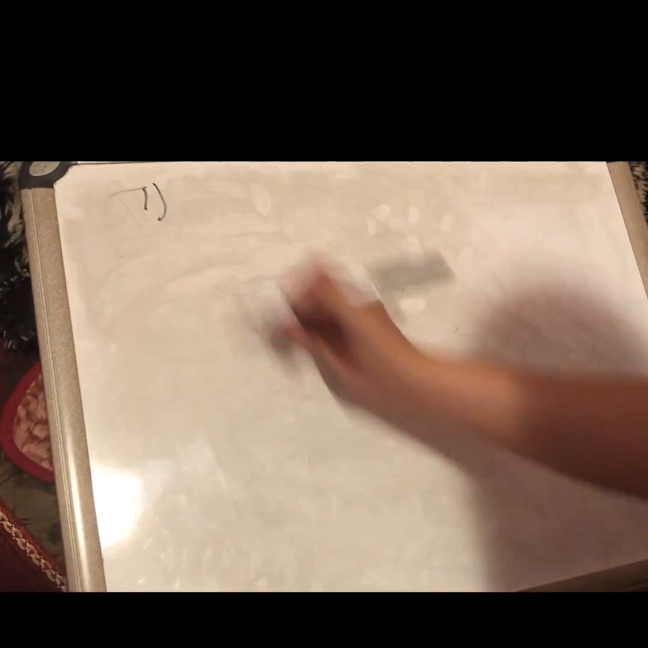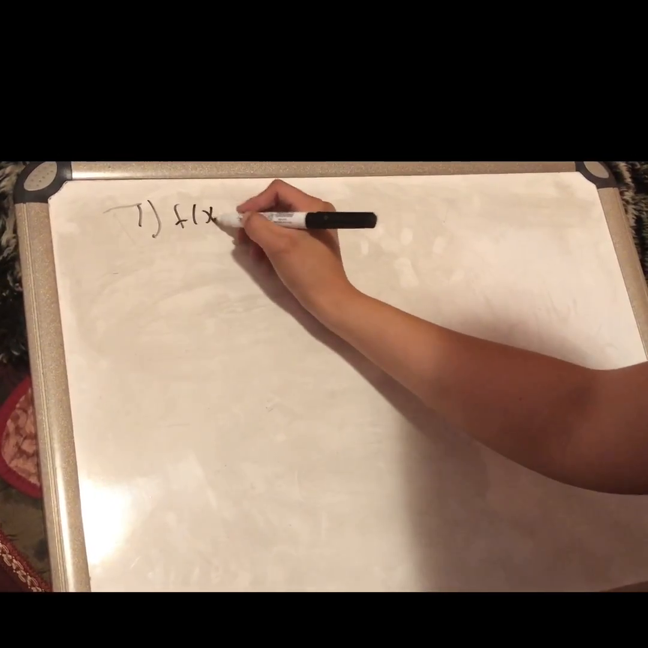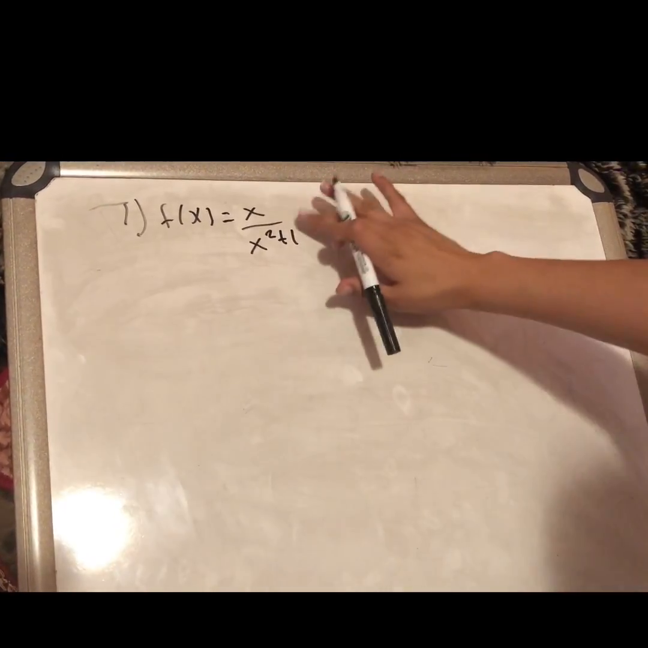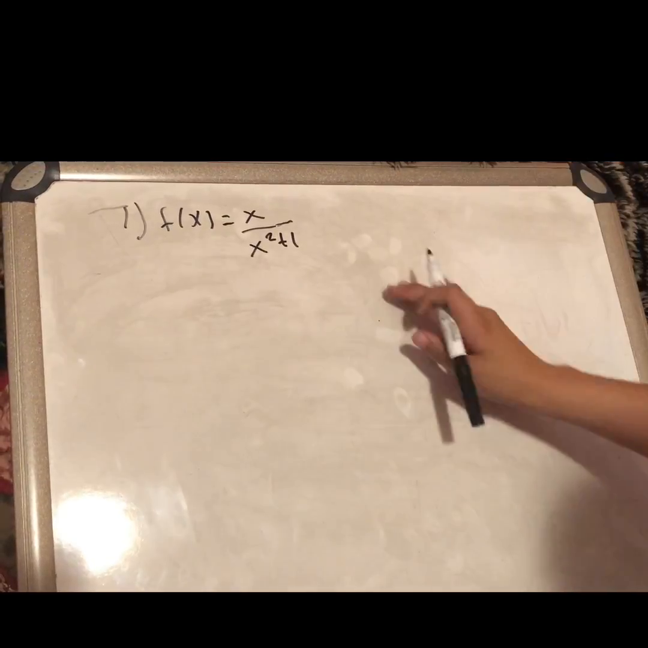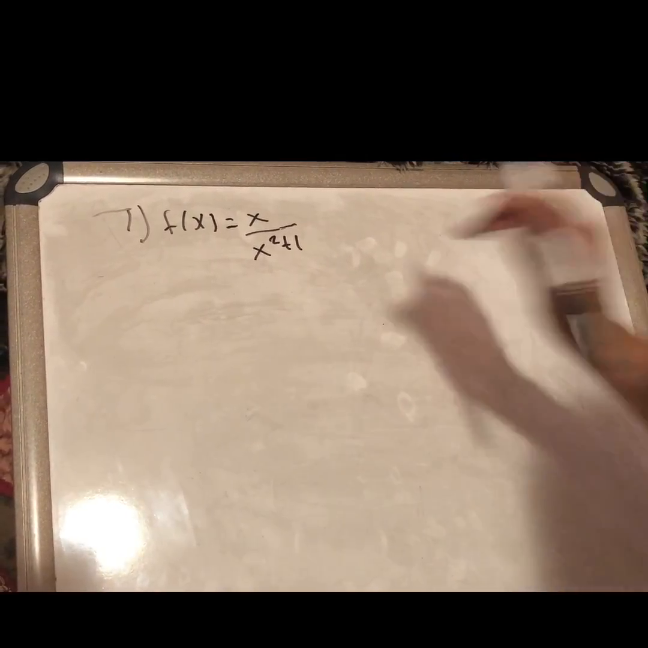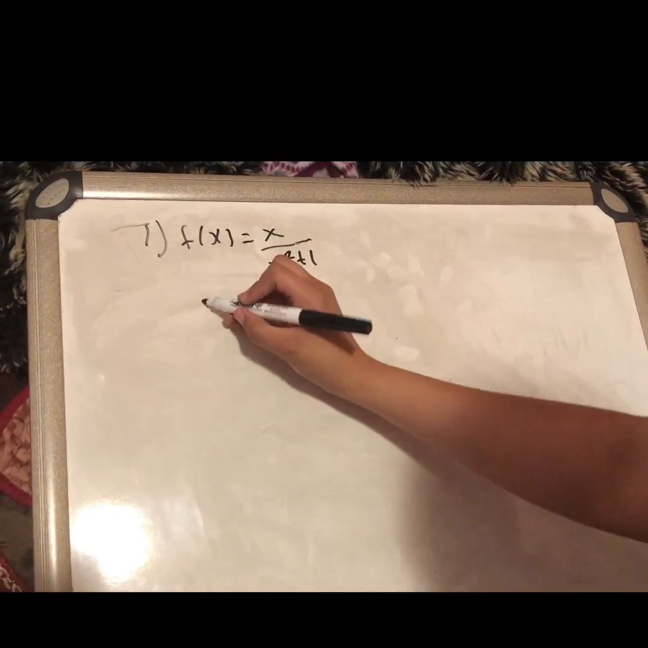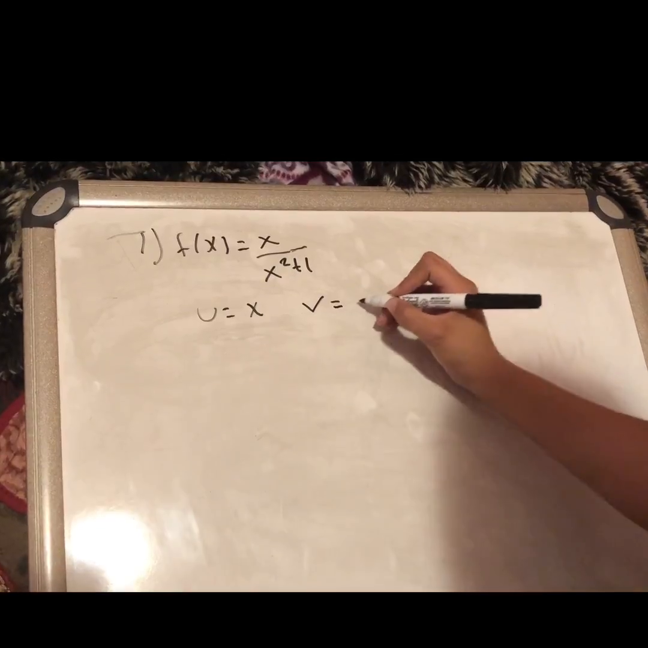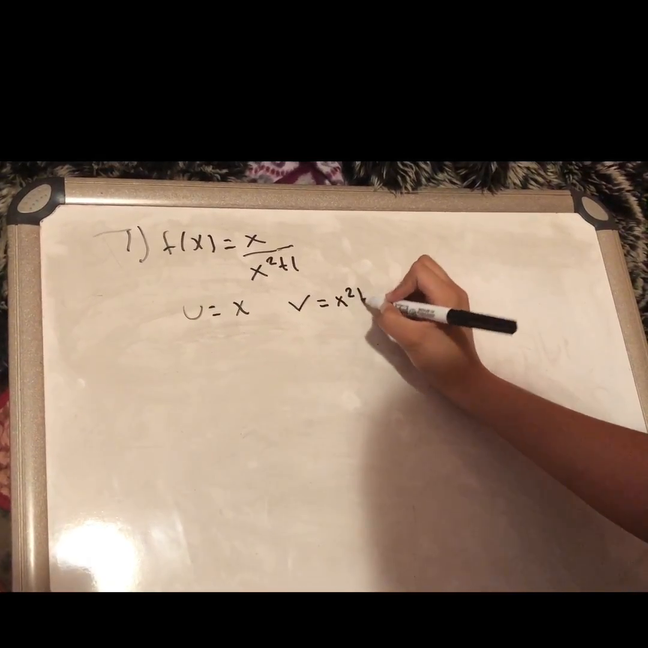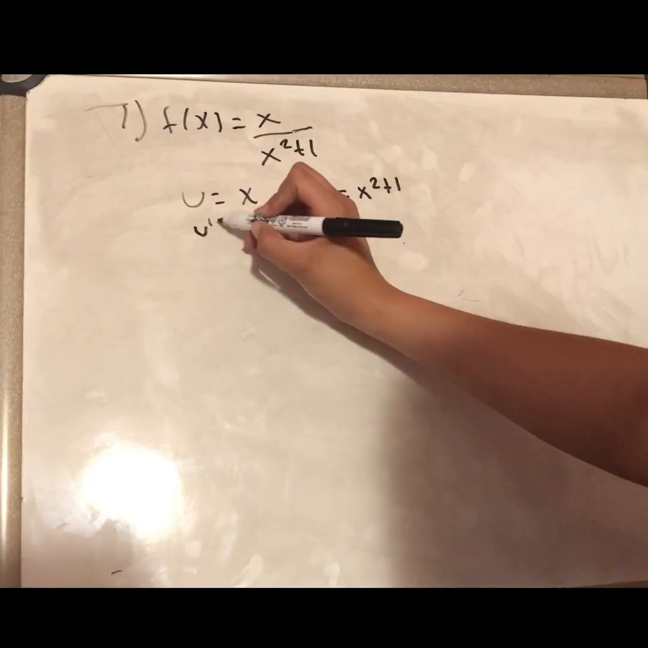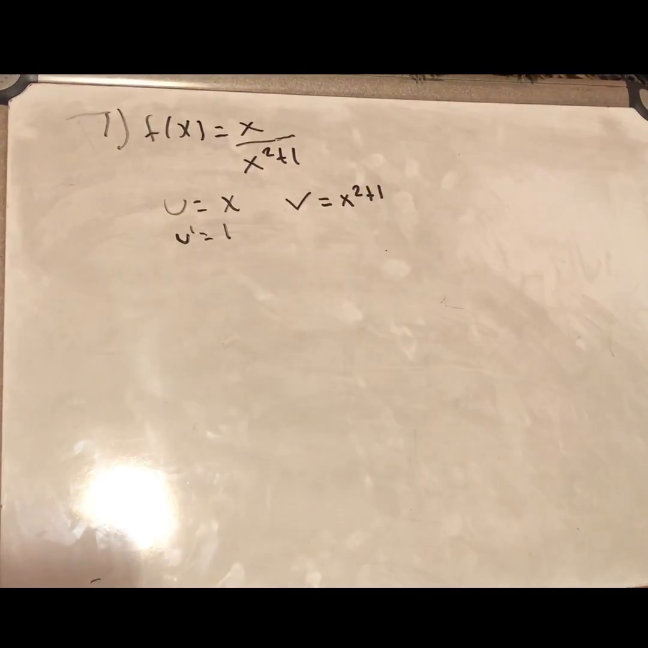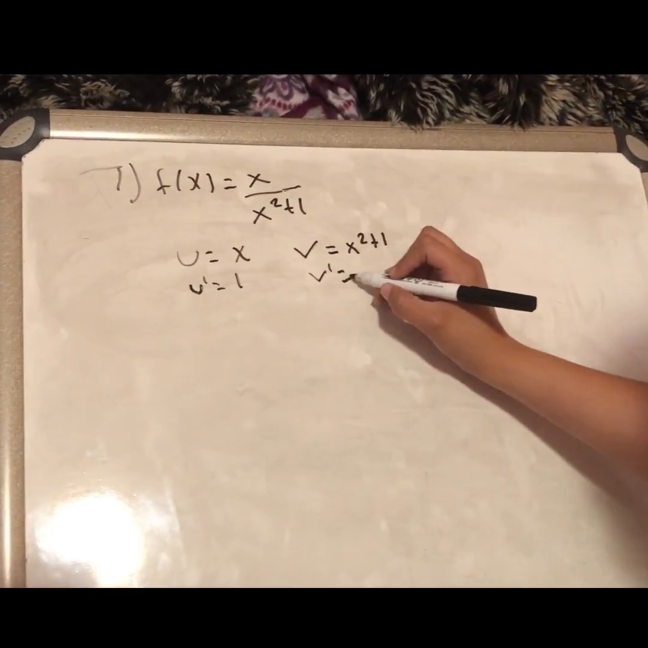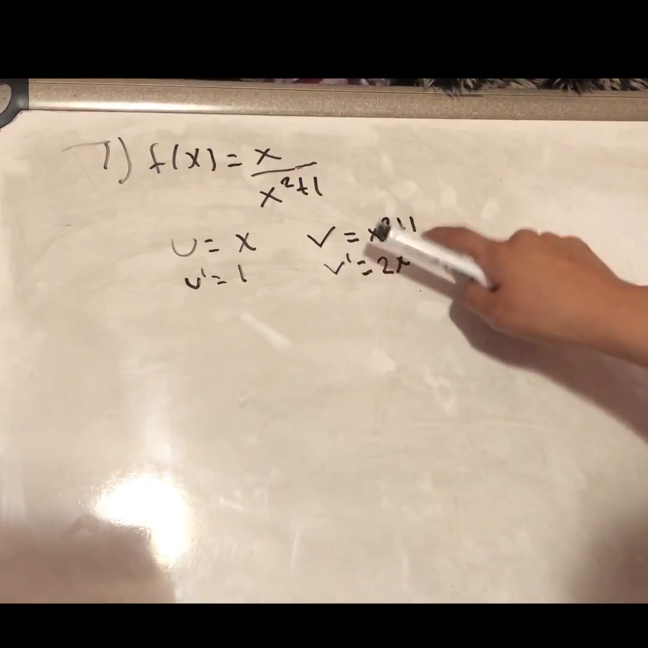Okay, next we're gonna do number 7, which is f of x equals x over x squared plus 1. And as you can see, now we're not multiplying it, now we're dividing it. So I'm gonna use x as my u, and x squared plus 1 as my v. My u prime would be 1 since it's x, and my v prime is 2x, since the 1 is a constant, so it would be 0.